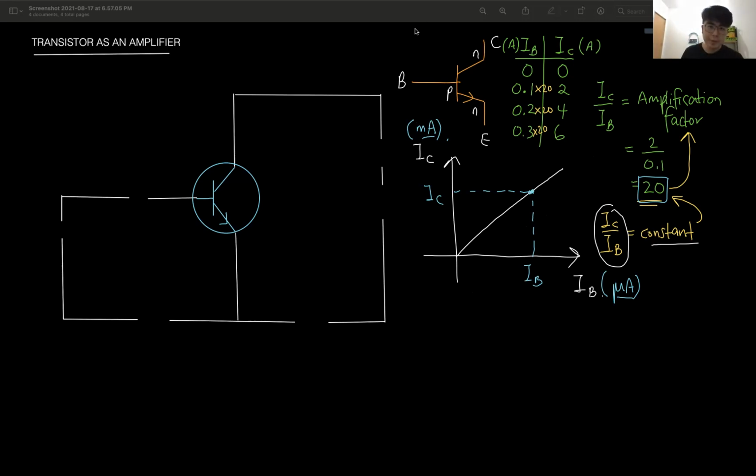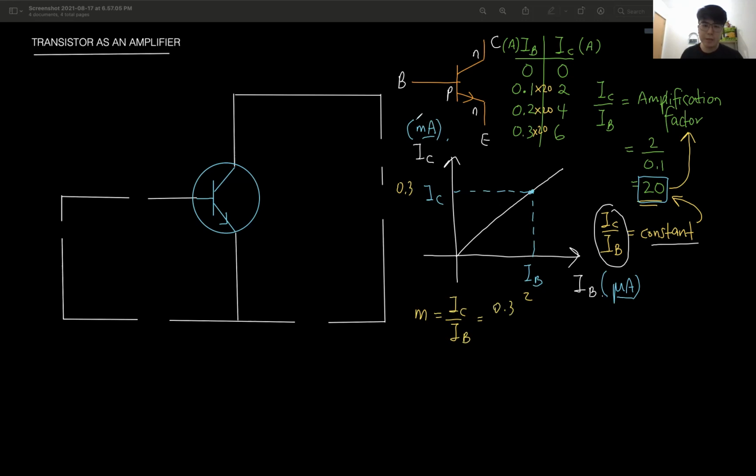Okay. So let me give you one example. Sometimes they'll ask you to calculate. They give you a graph, and then they say, what is the amplification factor? This is 0.3, and this is 2. Then we take the gradient, which equals IC over IB. We take the gradient, that's 0.3.